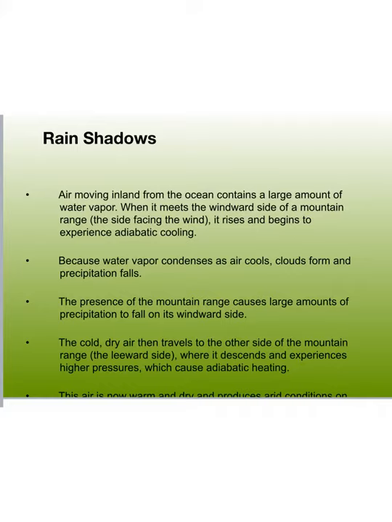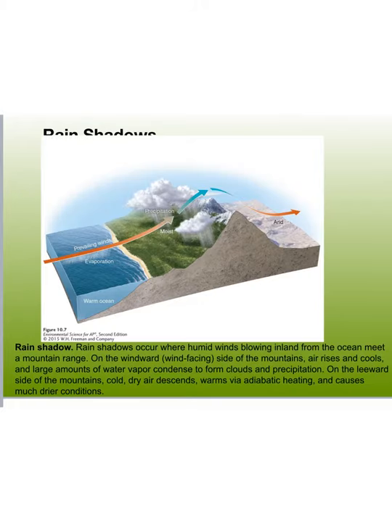When it falls, the cold, dry air travels to the other side of the mountain, which is what we call the leeward side, where it descends and experiences high pressure, and that is a heating condition. So the air is now warm and dry, and it makes these really arid conditions on the other side of the mountain. Rain shadows occur right off of an ocean, where the wind is blowing inland from the ocean and meets a mountain range.